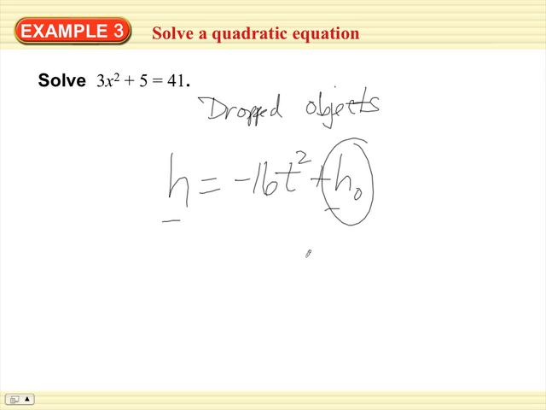Okay? What's the key word? See this little 0 right here? That means anywhere you put that, it's always the initial whatever we're talking about. So h sub 0 is equal to your initial height of what? The object you drop.